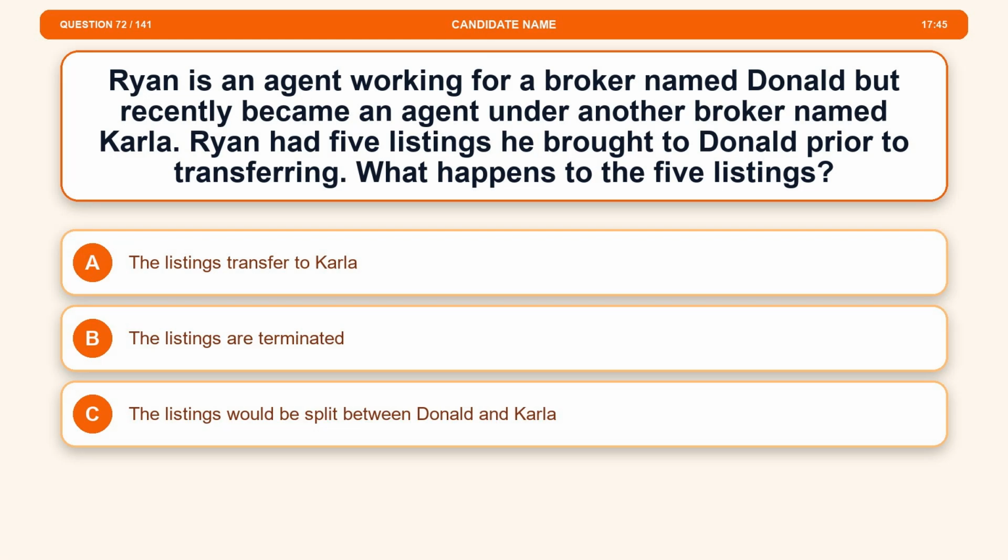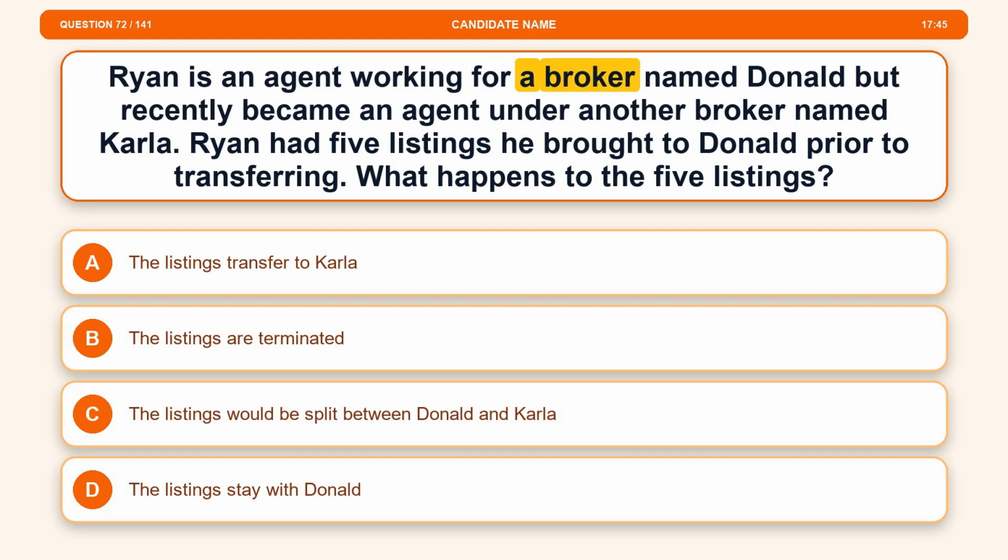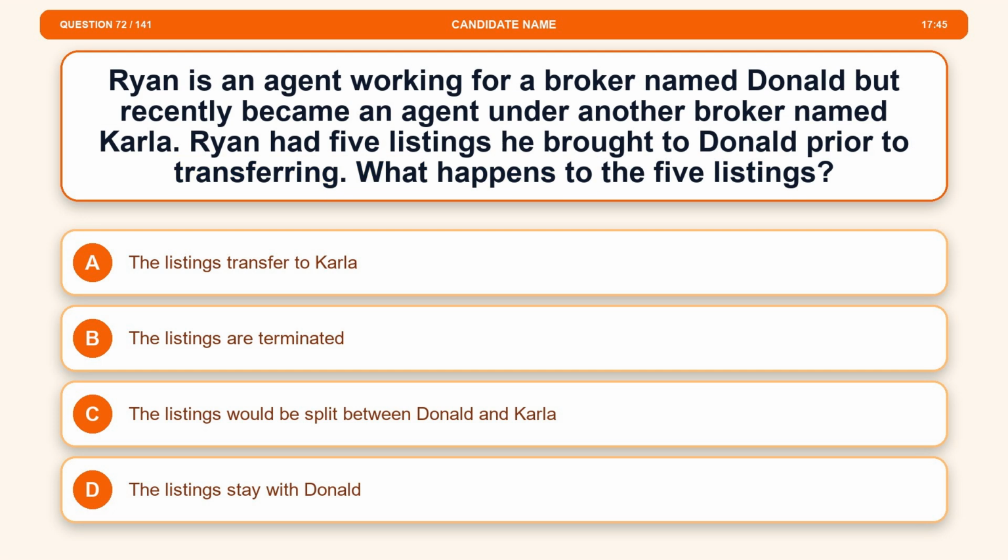Question 72. Ryan is an agent working for a broker named Donald, but recently became an agent under another broker named Carla. Ryan had 5 listings he brought to Donald prior to transferring. What happens to the 5 listings? Option A, the listings transfer to Carla. Option B, the listings are terminated. Option C, the listings would be split between Donald and Carla. Option D, the listings stay with Donald.